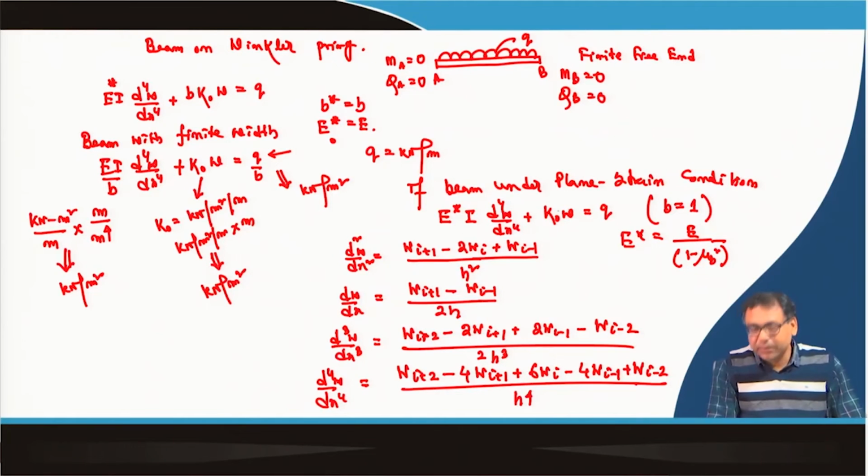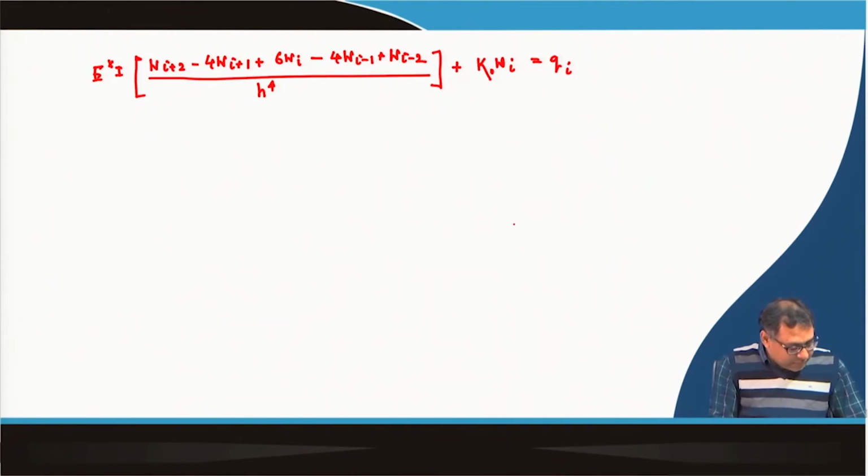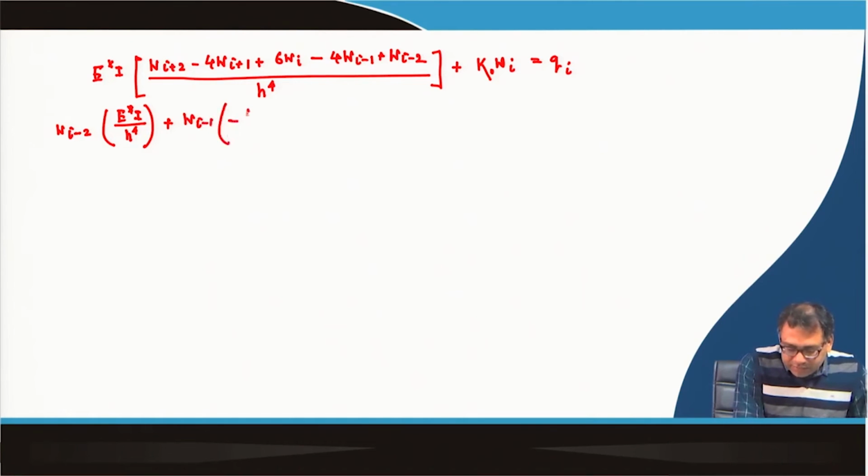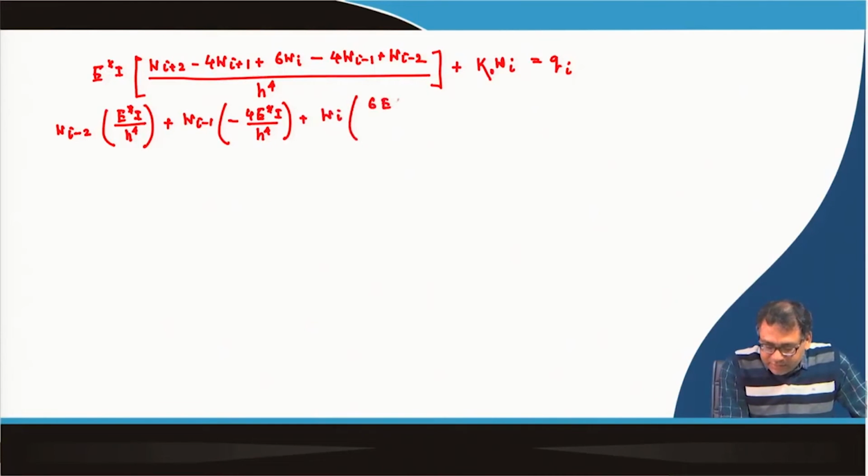Okay? This equation I am expressing in finite difference form. So, now if I take all the coefficients in a bracket: the coefficient of w I plus 2, or if I take this side minus, the coefficient of w I minus 2 will be E star I divided by h to the power 4, then plus w I minus 1, this coefficient will be minus 4 E star I divided by h to the power 4, then the w I coefficient from here is 6 E star I divided by h to the power 4, and from here it will be k 0.